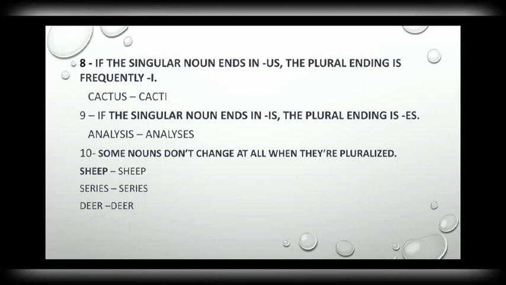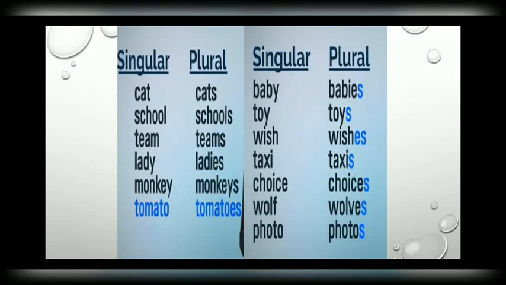Rule number 8: if the singular noun ends in us, the plural ending is frequently i. For example, cactus, cacti. Rule number 9: if the singular noun ends in is, the plural ending is es. For example, analysis, analyses. Rule number 10: some nouns don't change at all when forming the plural. For example, sheep, sheep, series, series, deer, deer.